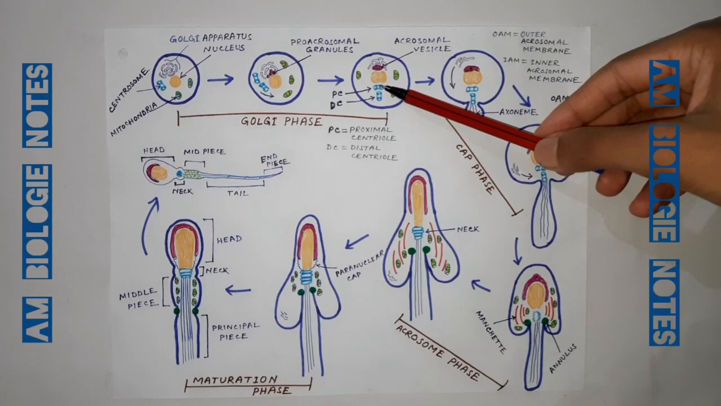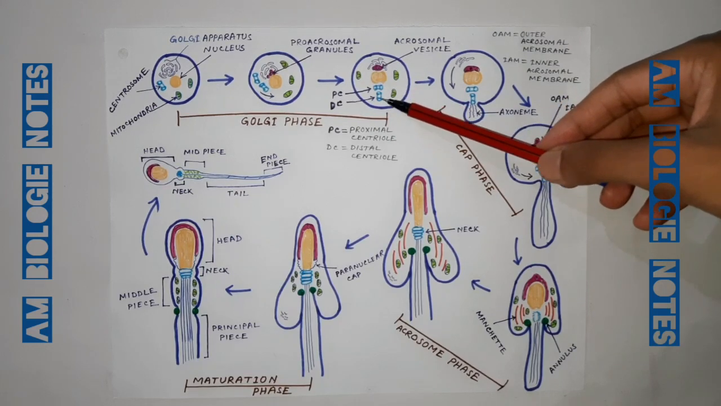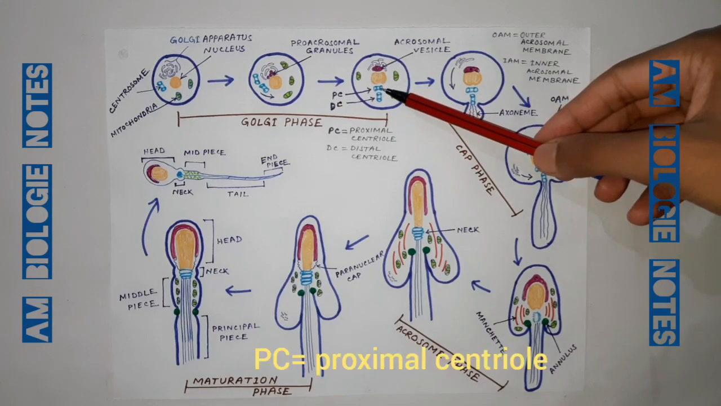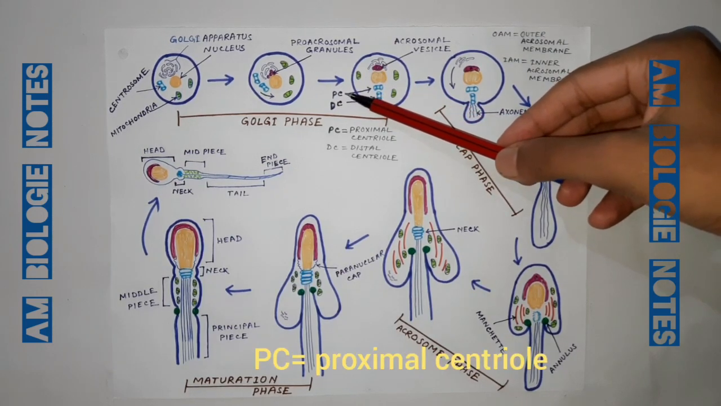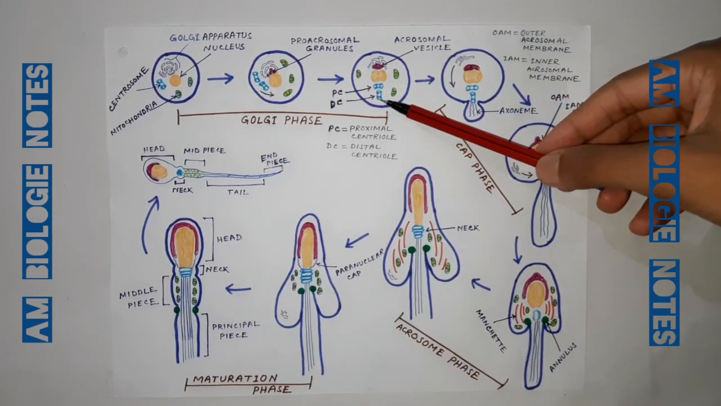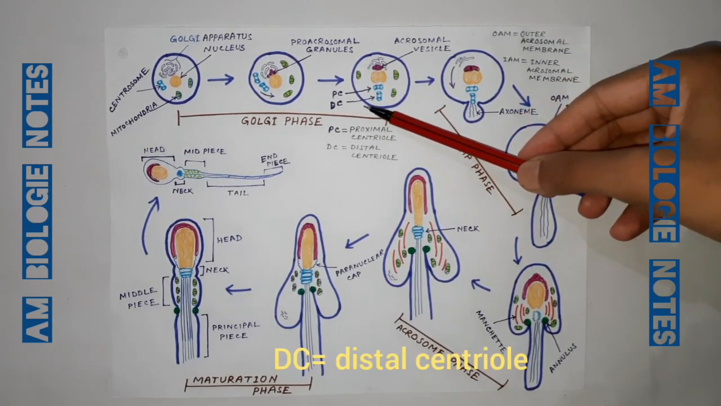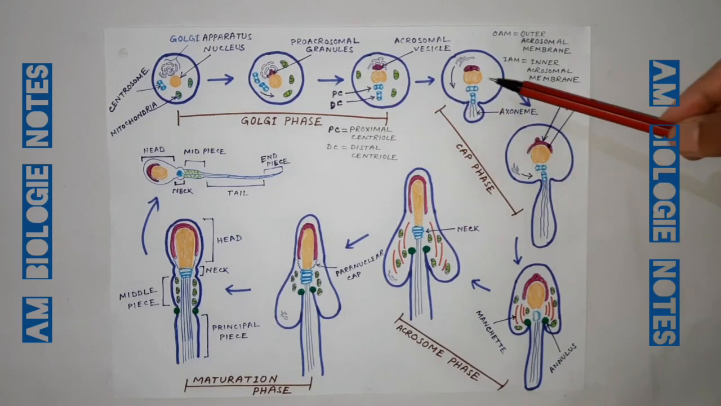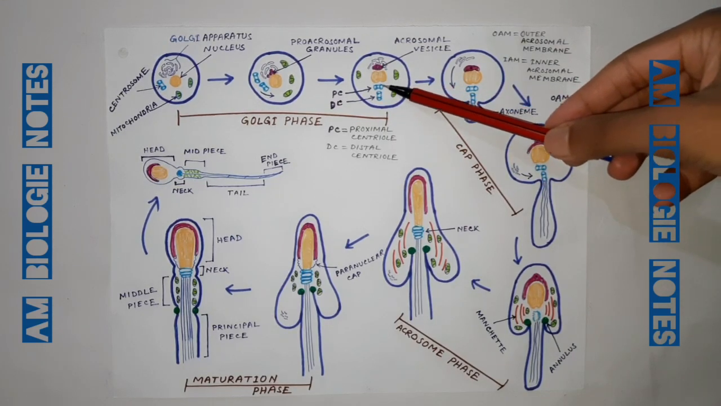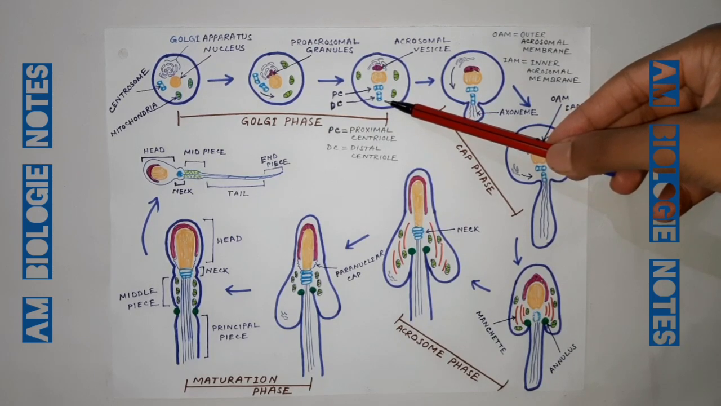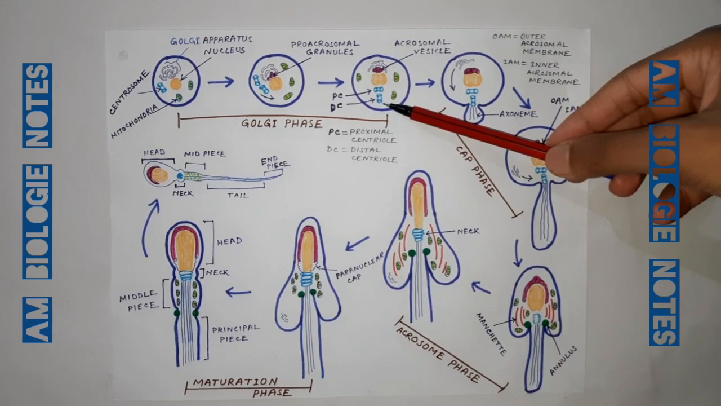The centrioles are arranged in such a way that one centriole present near the nucleus is called the proximal centriole. The second centriole, present a little further away, is known as the distal centriole. The proximal centriole will give rise to the attachment point of the tail. The distal centriole will give rise to the developing axoneme inside the cytoplasm of the spermatid.